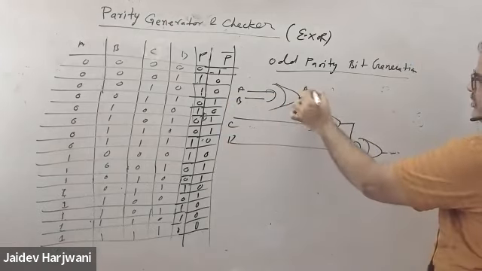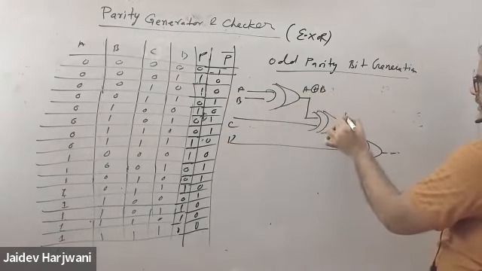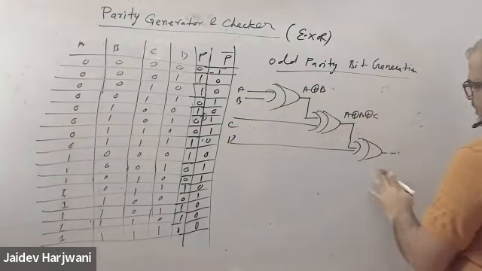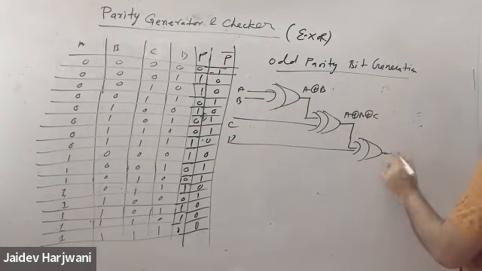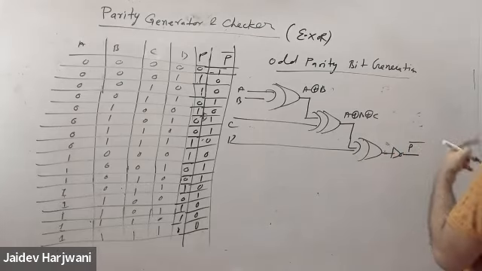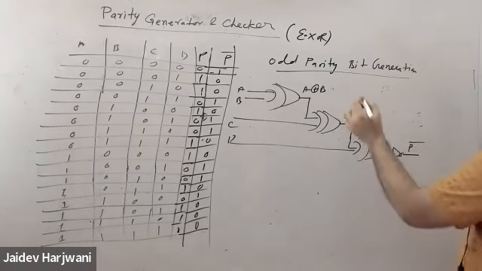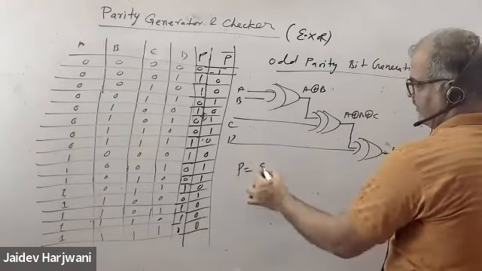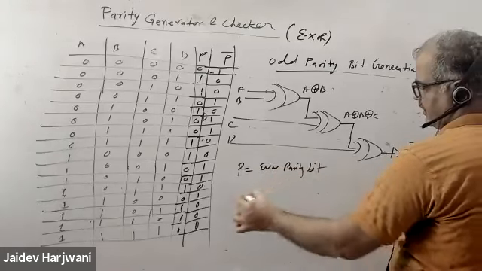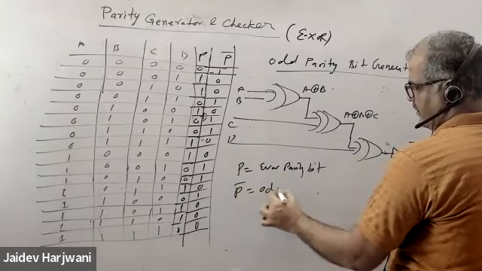So this is A XOR B, this is A XOR B XOR C, and this is your finally P. P means what? A XOR B XOR C XOR D. You put a AND gate here, so this will give you P bar, and this is your odd parity bit. So P is your even parity bit, and P bar is your odd parity bit.